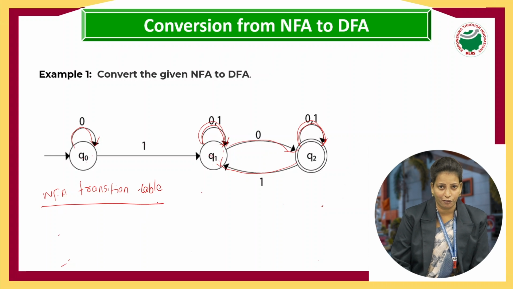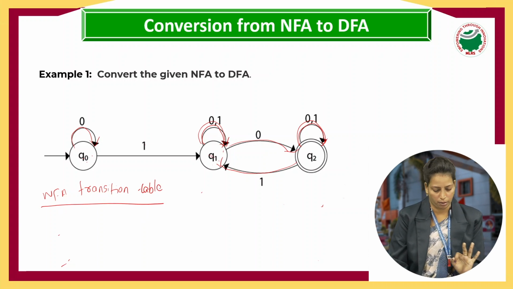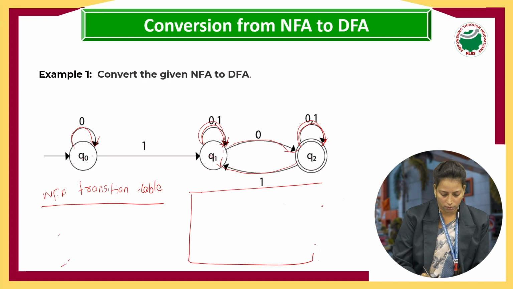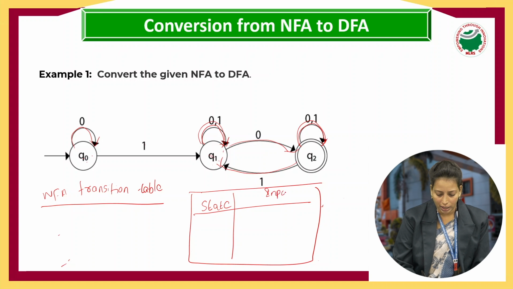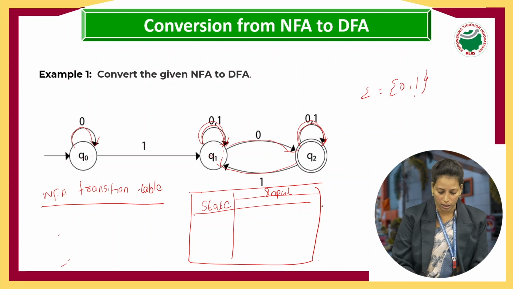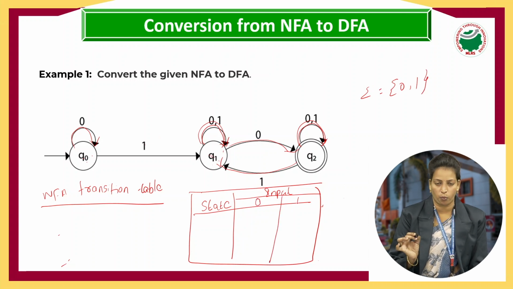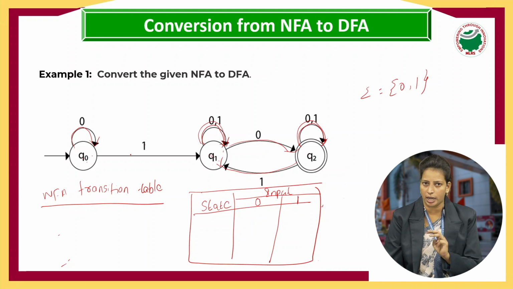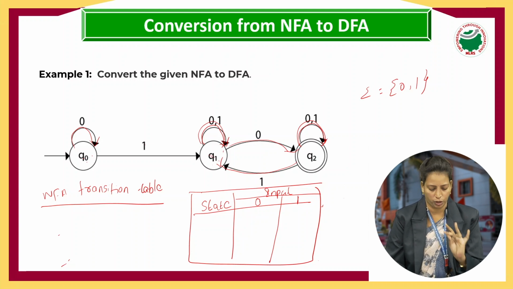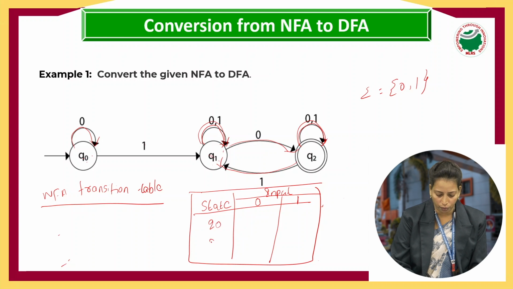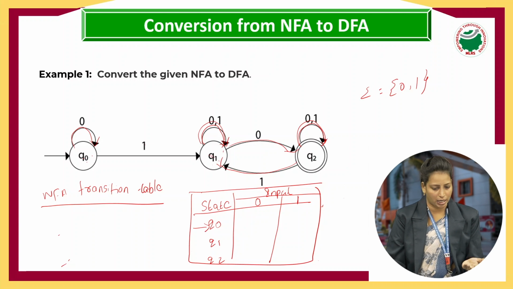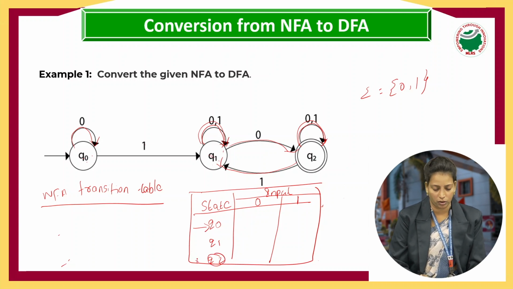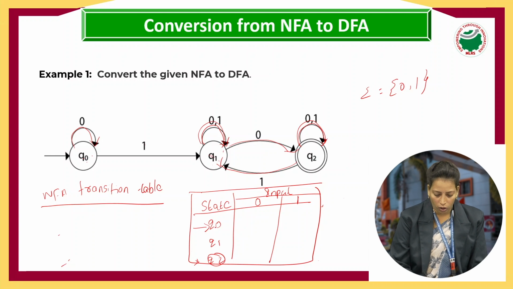The transition table contains how many fields? States and input symbols. The first one is states, the second one is input symbols. In this example, the input symbols are 0 and 1. In total, how many states are in this example? 3 states: Q0, Q1, Q2. Write down that one. Here the initial state is Q0. The final state can be represented as either a circle or a star.